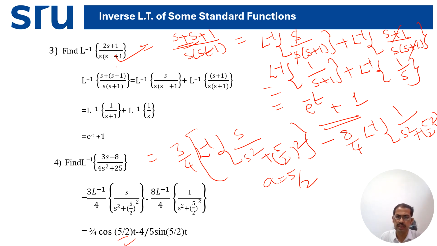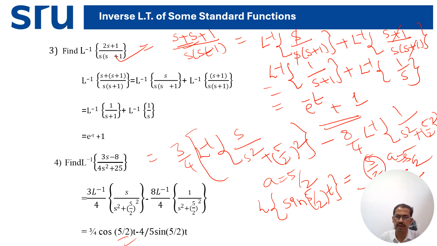What is this actually? The Laplace transform of sine 5 by 2 t. Sine at is a by s square plus a square, so in place of a, 5 by 2 divided by s square plus (5 by 2) whole square. Yes, a is equal to 5 by 2.